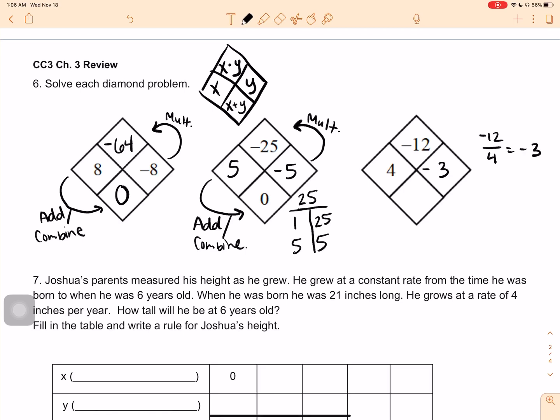So the negative 3 is what we need to multiply that 4 by to get negative 12. That is why negative 12 divided by 4 gave us that other factor. And now if we add them, or combine them, 4 minus 3 is 1. And that is your complete diamond problem there.